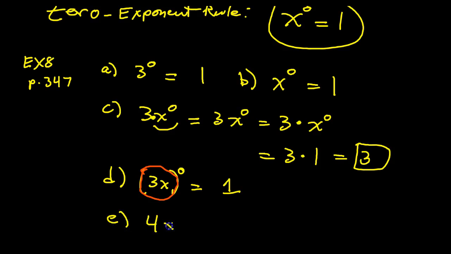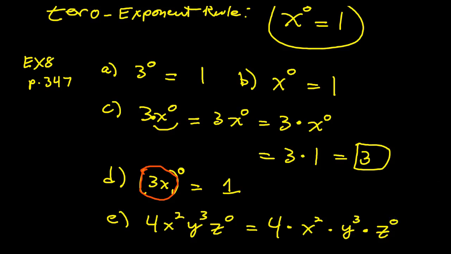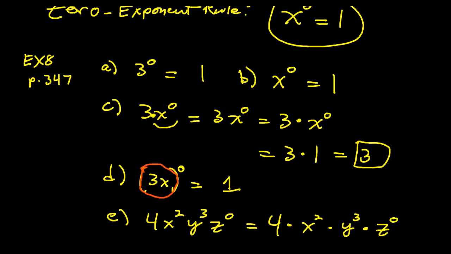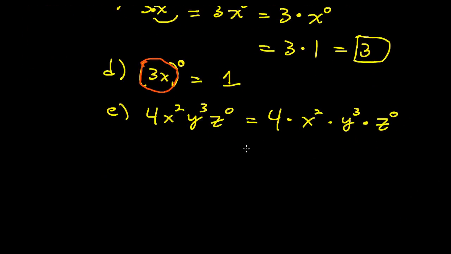4 x squared y cubed z to the 0 power. Well, again, there are implied multiplications going on between these exponent operations. So let me go ahead and explicitly write out those multiplication indicators. So 4 times x squared times y cubed times z to the 0 power.